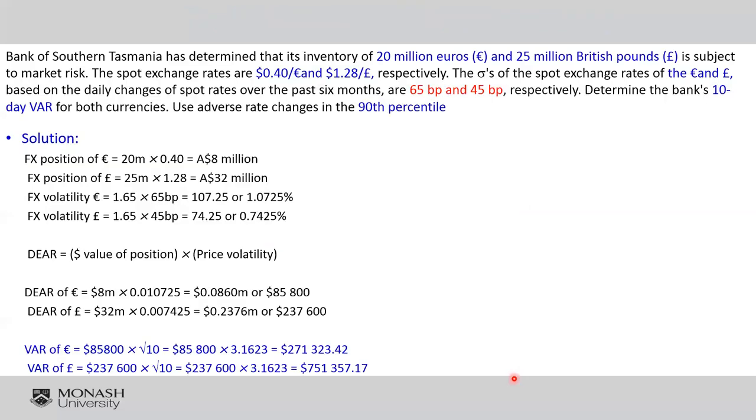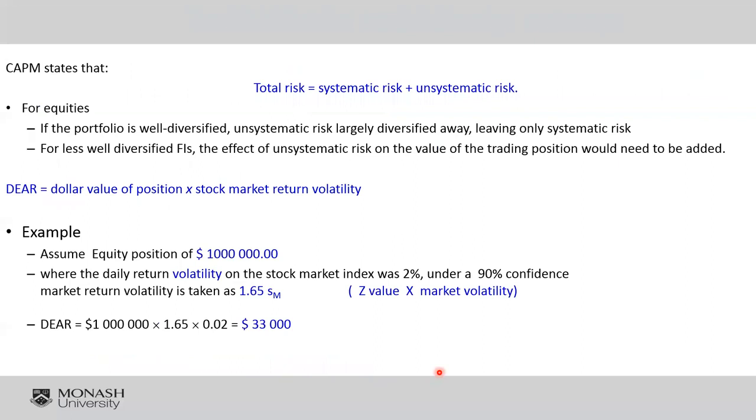To get the VAR, we calculate the DIR times the 10 days under the square root, and then we get this amount. This is for 10 days, which means 10 working days or 2 weeks. So 271,332,751.